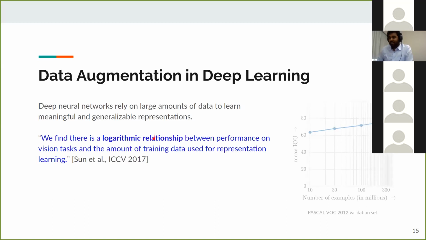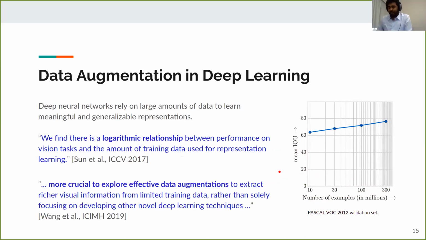An ICCV 2017 paper showed this by training on up to 300 million images, and the validation performance on the Pascal VOC 2012 dataset was logarithmic with the number of images used. They concluded that there is a logarithmic relationship between the performance metric, here the mean IOU, versus the number of images. Similar conclusions have been arrived at from other works which show that data augmentation is a worthwhile pursuit.